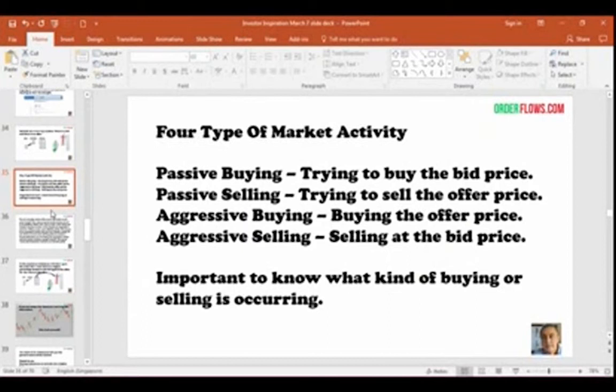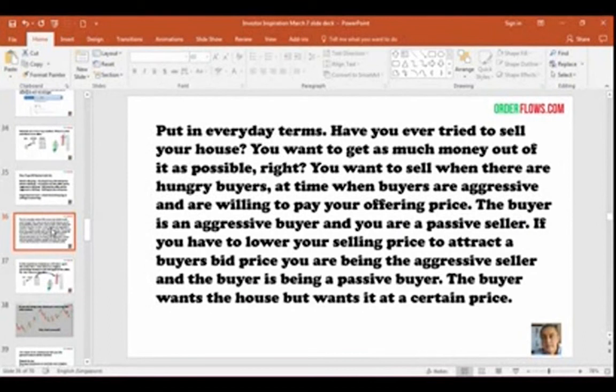So it's important to know what kind of buying or selling is occurring. Now, it's confusing for people sometimes to wrap their head around aggressive buyers and passive buyers, but put it in everyday terms. We all deal with order flow in everyday terms, and the best way to describe it is, you want to sell your house, right? You want to get as much money out of it as possible. So you have a price you want to sell your house at, $500,000.